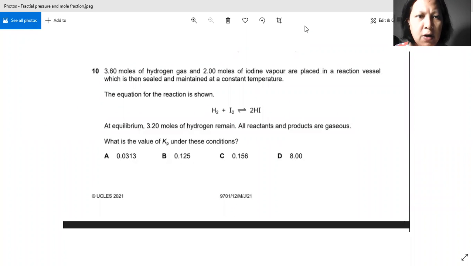Hi, good evening, everyone. Now we are going to discuss another question, which is about partial pressure and mole fraction. This is a multiple choice question type, but let's see the question.